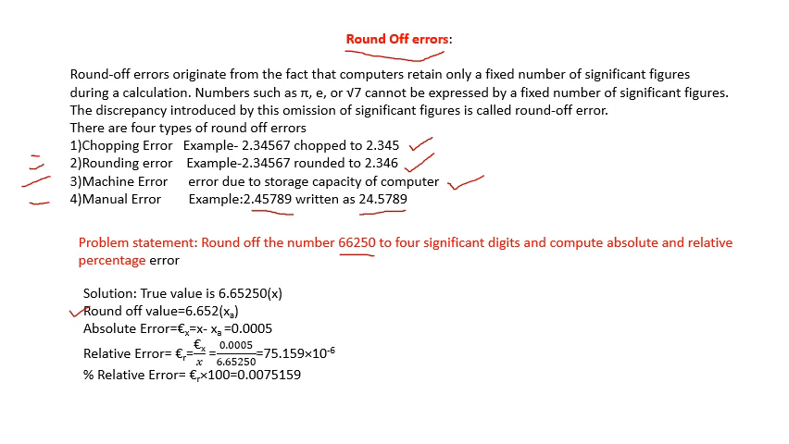So here you could see that the absolute error will be nothing but this value, 6.6250 minus 6.652. The absolute error will be 0.0005. Now relative error will be 0.0005 upon 6.6250, that is the true value. So that comes to 75 into 159 into 10 raised to minus 6. If you multiply it by 100, you will get the percentage relative error, that comes up to 0.0007 percentage.